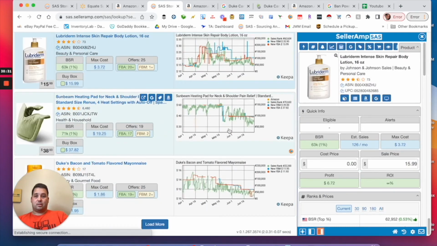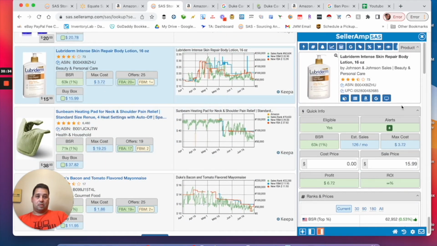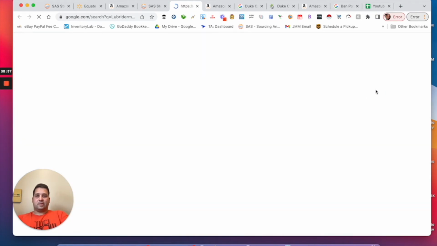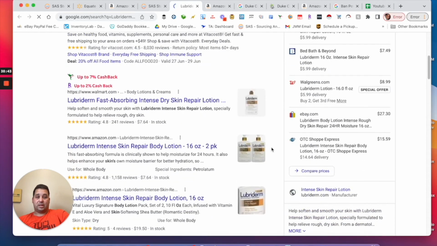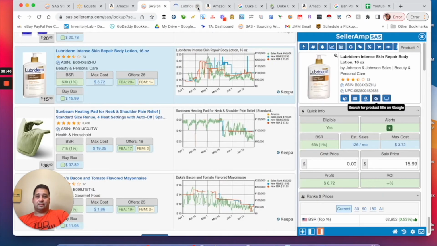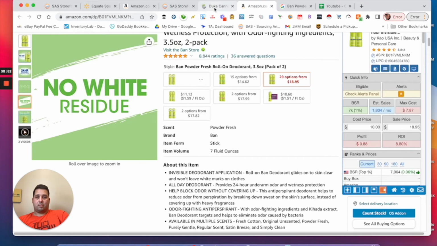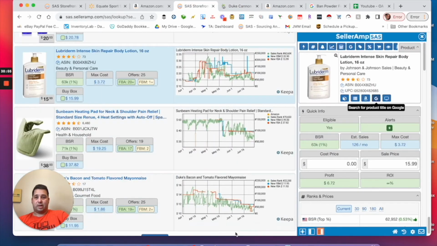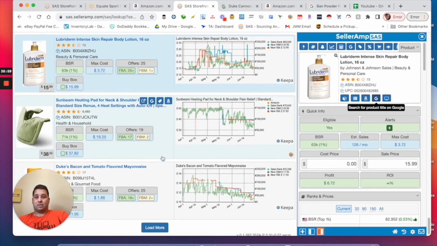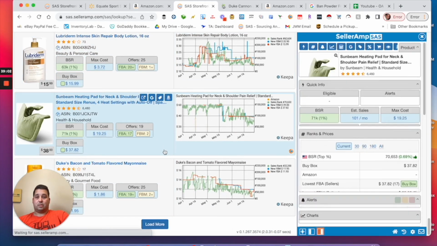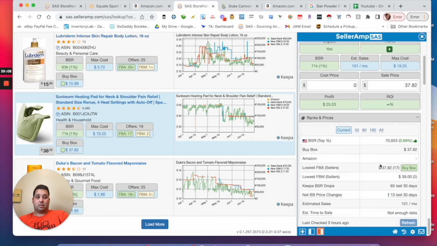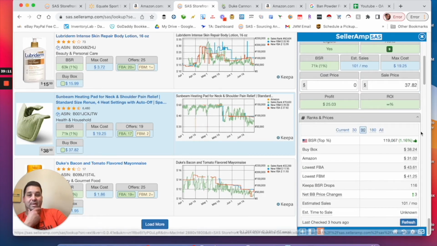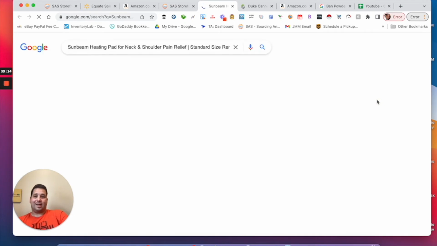What do we got going on? 372. Doubt we're gonna get this for 372. Could be wrong. Walmart has it for 764, it looks like. In this case, I am just gonna move on. All right, let's keep going. Sunbeam heating pad for neck and shoulder. Let's see. Selling for 37. See what our 90 days is here. 90 days about 38.